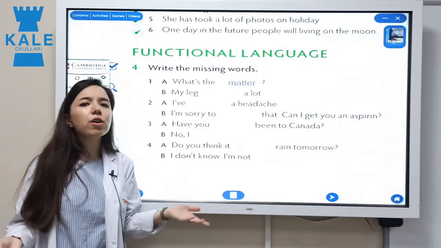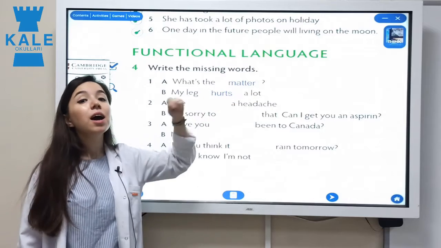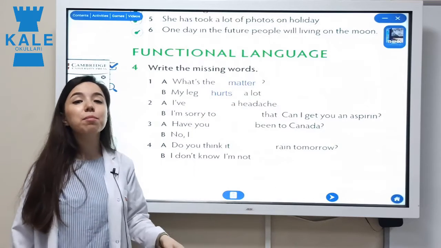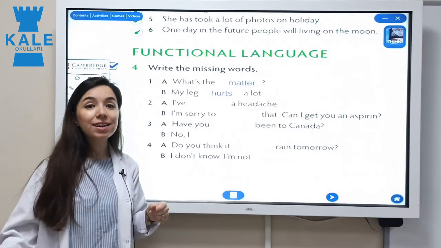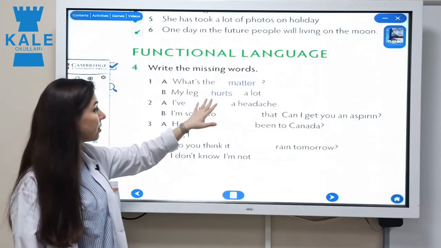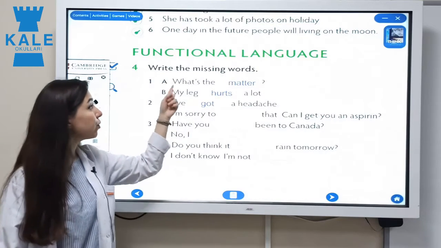What's the matter? Why are you like this, for example? My leg hurts a lot. For example, I went and played football and I hurt my leg there. So my leg hurts a lot. I've got a headache.